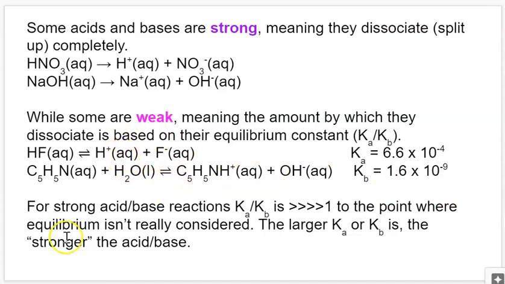So in summation, for a strong acid or a strong base, our Ka or our Kb value is going to be way bigger than 1, to the point where we don't really consider equilibrium. For strong acids and strong bases, we just assume that they split up completely. We don't care about their equilibrium constants because they're going to be huge. And the larger the Ka or the Kb is for the weak ones, the stronger that acid or base is considered. So the bigger the K value, the more product favored it's going to be, and the more hydrogen ions or hydroxide ions are being produced in those equilibria.